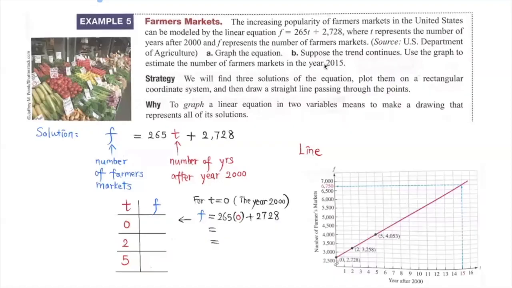Next, we're going to see an example of how to use a linear equation to predict what will happen in the future. In this first example, we talk about farmers markets. The increasing popularity of farmers markets in the United States can be modeled by this linear equation, where T represents the number of years after the year 2000, and F represents the number of farmers markets. So we'll try to graph the equation.